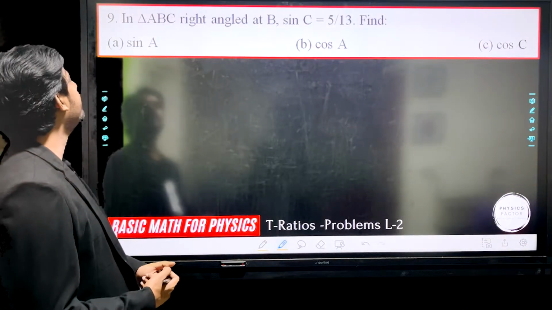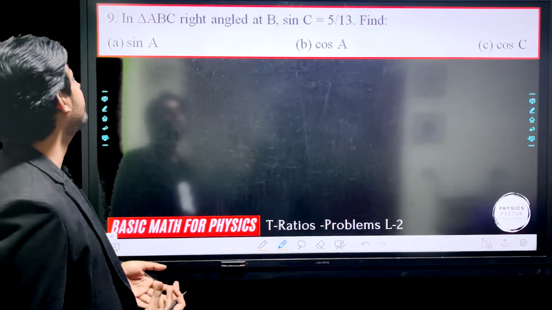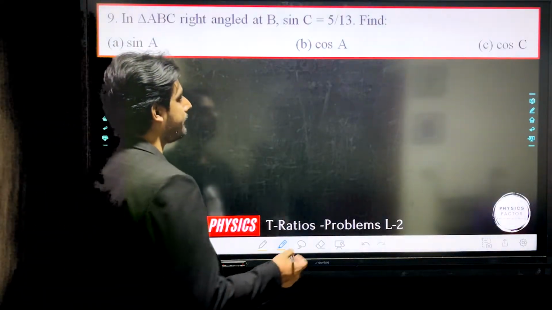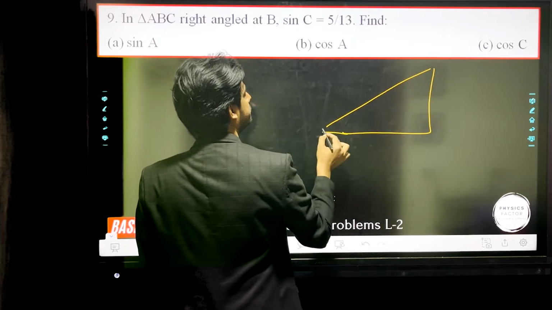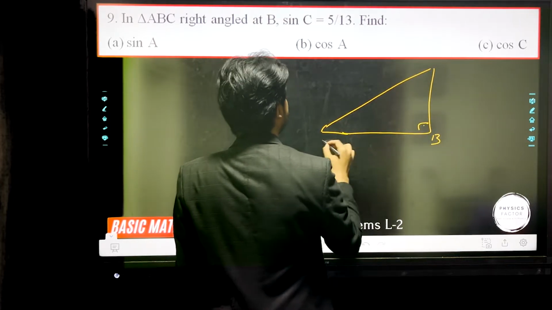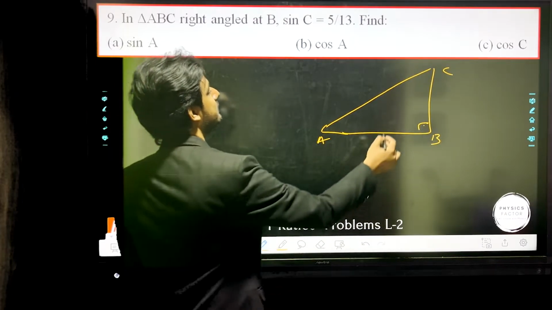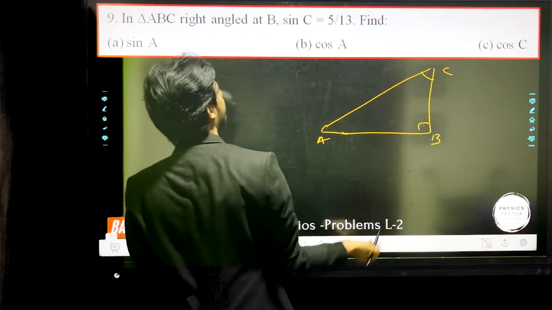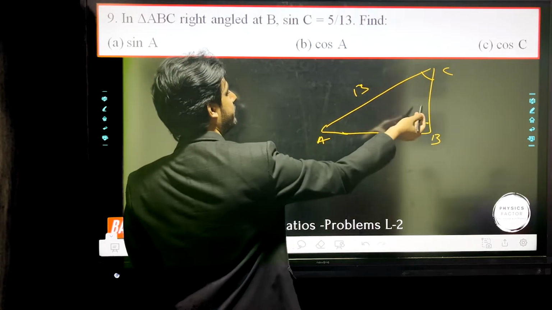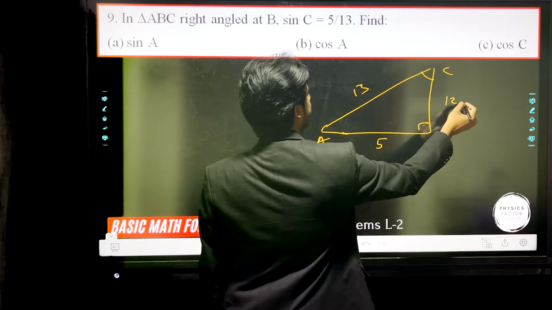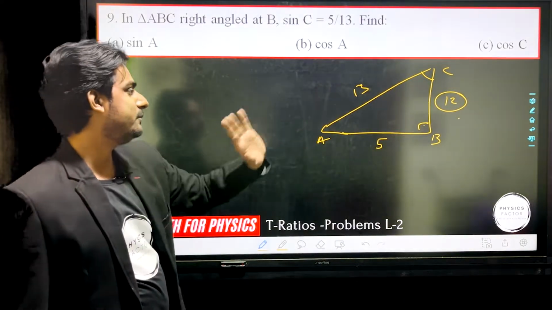Okay. So we have in a right angle triangle, sin C is given to you and you are asked this. Let's draw the right angle triangle first. Right angle at B. Let's call it A and C. Alright, and this value is given to you. Sin C is 5 upon 13. So let's assume 5 and 13 here. By Pythagoras theorem, this will come 12. Root of 13 square minus 5 square, so that will come 12.